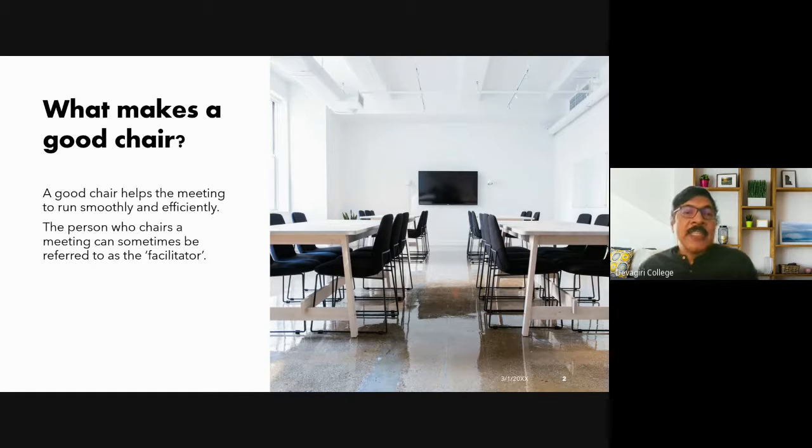So this person, the chairman, or the person who is going to lead the meeting, this person should help to make the meeting run smoothly and efficiently. This person is also known as the facilitator. So this is very important. Who is a facilitator? The facilitator is the person who runs the meeting smoothly and efficiently.